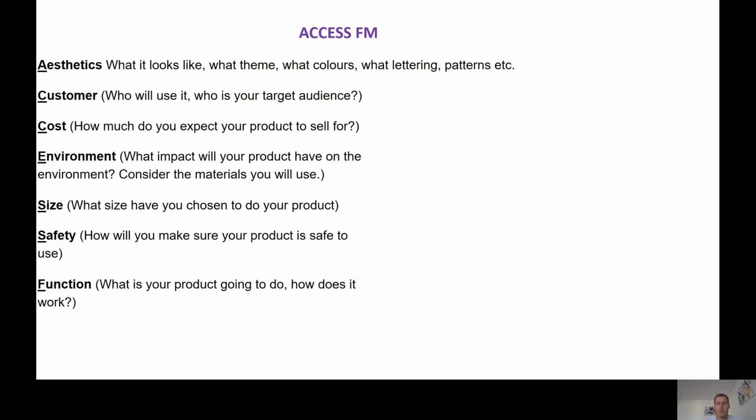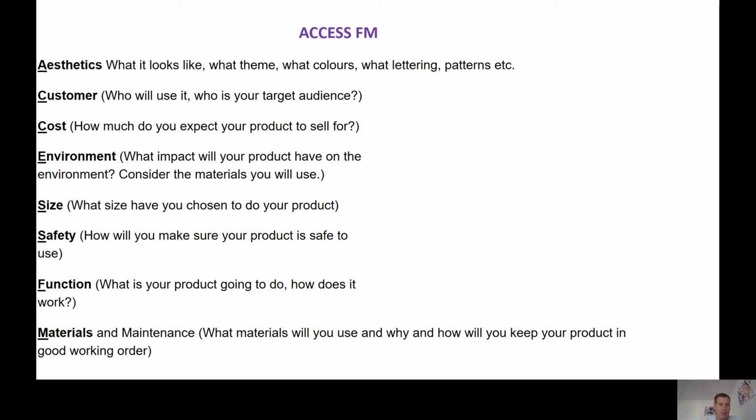And then function, what your product is going to do. You're obviously designing a low voltage lamp, but could it do anything else? And then materials and maintenance. What materials are you going to use, and how are you going to keep your product in good working order? So materials and environment do sometimes link, but we need to talk about why they might link.